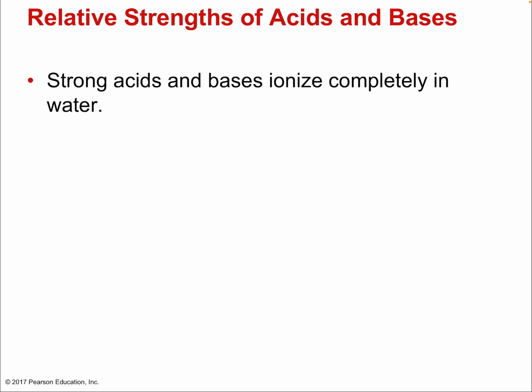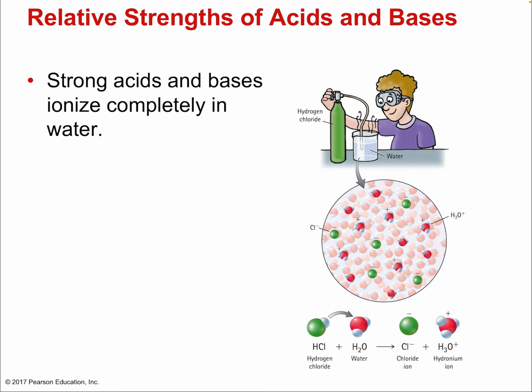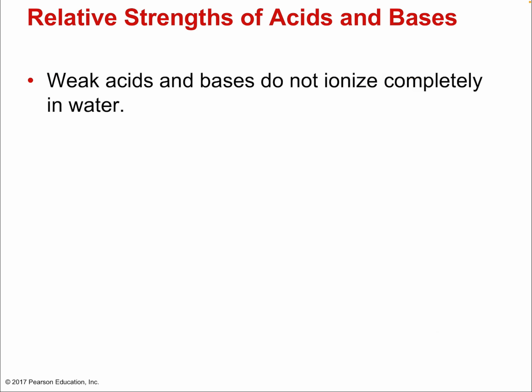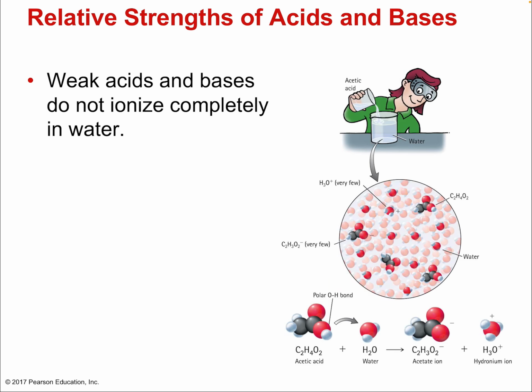Furthermore, strong acids and bases ionize completely in water. A strong acid, such as hydrogen chloride, is going to just turn into chlorine ions and hydronium, right? So there's nothing left of the original acid. On the other hand, a weak acid and a base does not ionize completely in water. So if you take, for example, acetic acid, a much weaker acid than hydrogen chloride, you're still going to have some acid left behind, an acetate ion, so it doesn't completely dissolve, in other words.